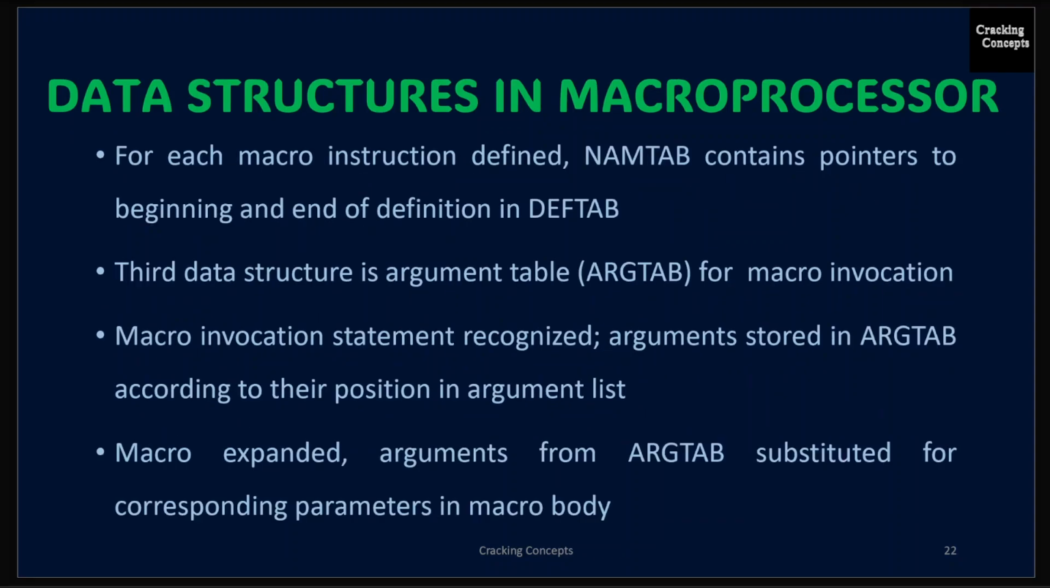For each macro instruction defined, num tab contains pointers to the beginning and end of the definition in def tab. The third data structure is an argument table or arg tab, which is used during the expansion of macro invocation. When a macro invocation statement is recognized, the arguments are stored in arg tab according to their position in the argument list. As the macro is expanded, the arguments from arg tab are substituted for the corresponding parameters in macro body.